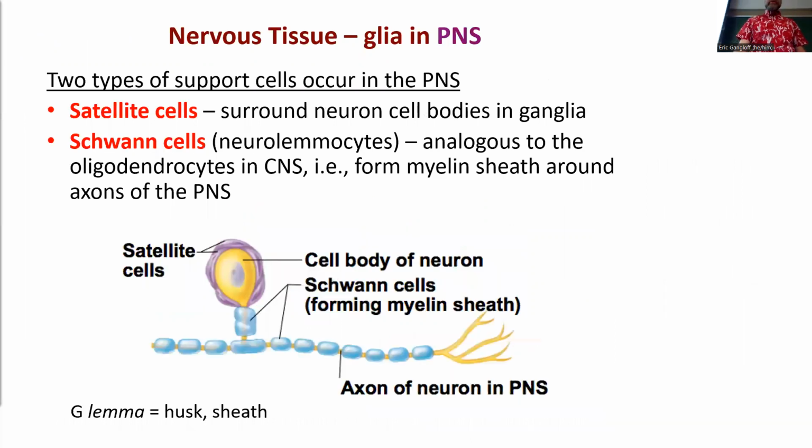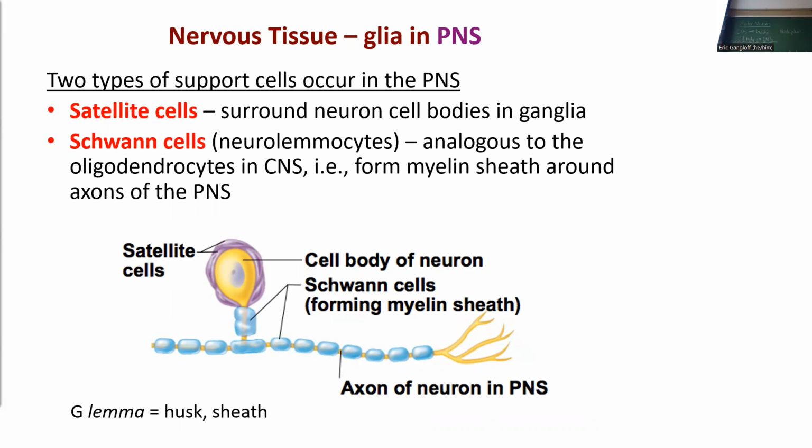All right, let's talk about two types of glial cells in the peripheral nervous system, or support cells in the peripheral nervous system. The first is called a satellite cell. You can see a diagram here of an axon in the peripheral nervous system. And you can see the satellite cell essentially surrounds the cell body and kind of supports the cell body. So these cell bodies are grouped in those ganglia, and then each of the cell bodies is wrapped in these satellite cells.